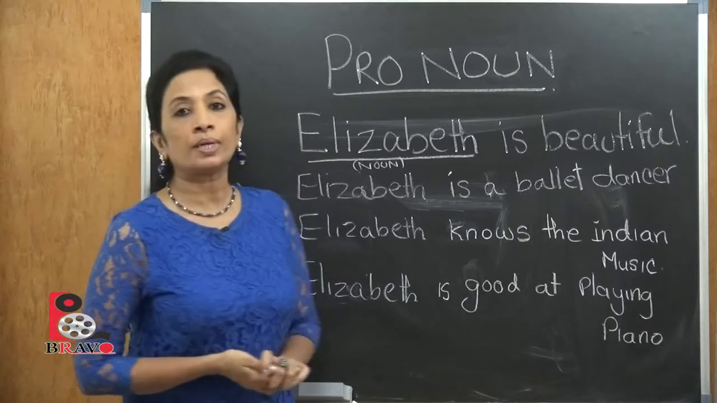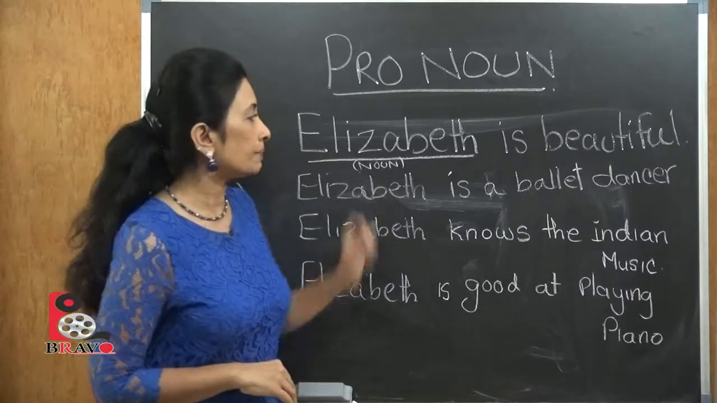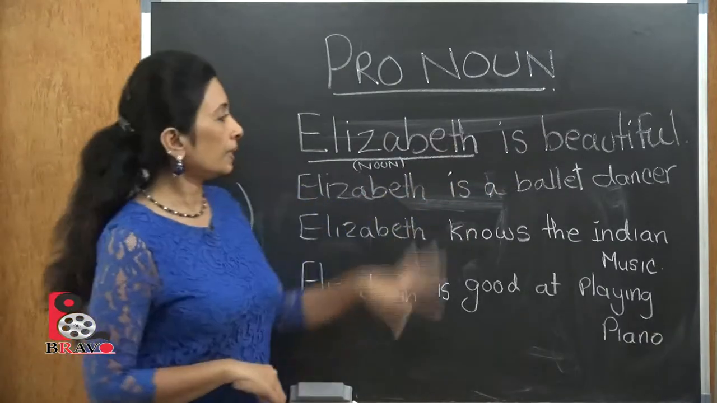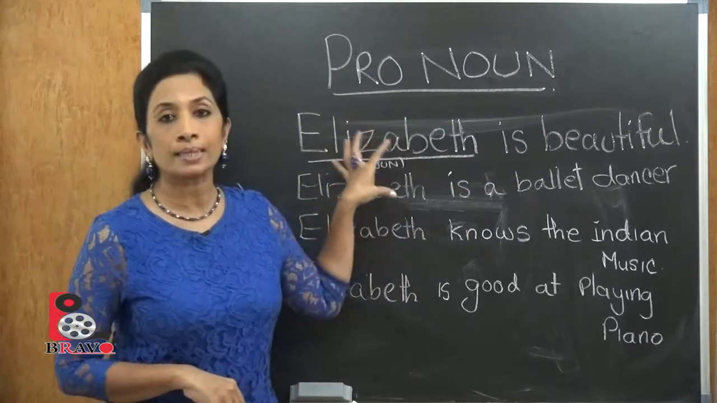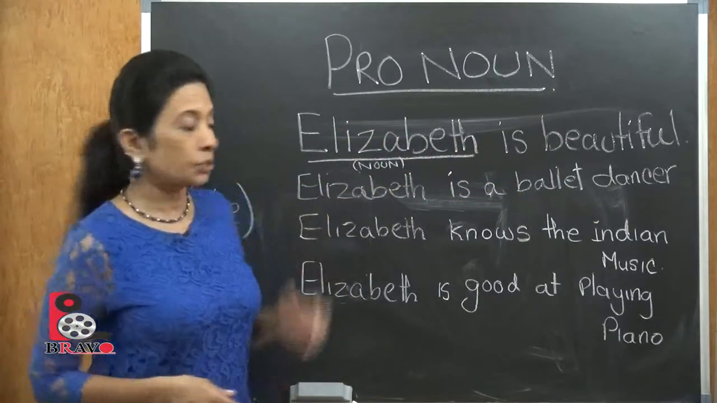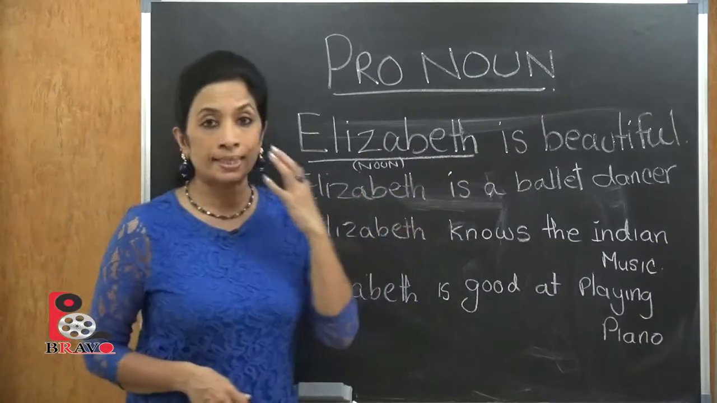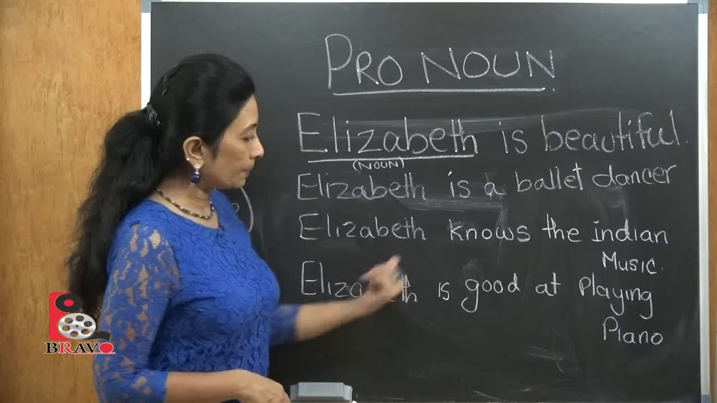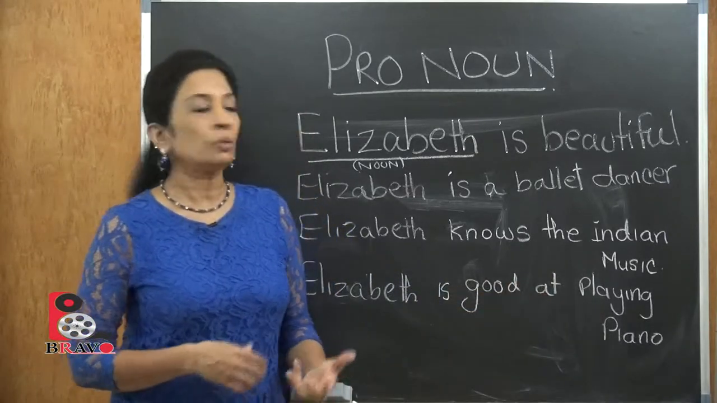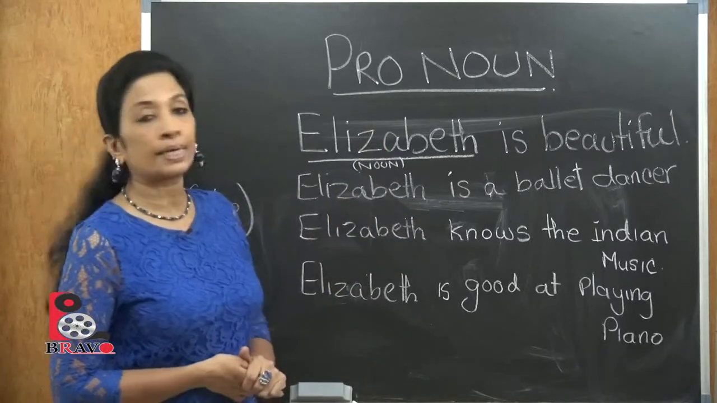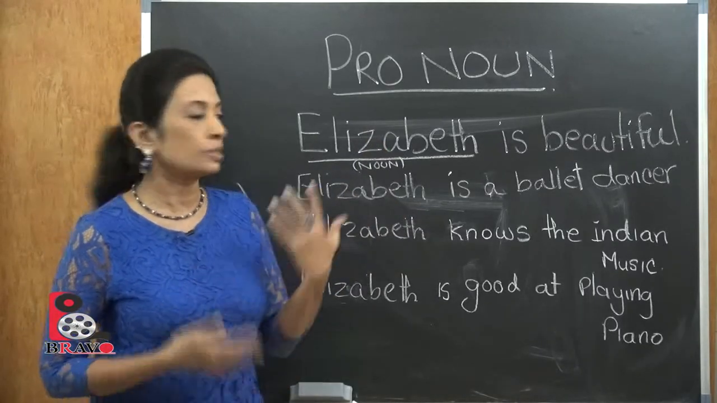Okay. Now, we are looking at the female version, who is Elizabeth. The example is Elizabeth is beautiful. Here Elizabeth, the name, is the noun. And she has other talents as well. Elizabeth is a ballet dancer. Elizabeth knows Indian music. Elizabeth is good at playing piano. So, how do you describe this? You would be repeating the noun all the time. Elizabeth, Elizabeth, Elizabeth. You don't want to do that.